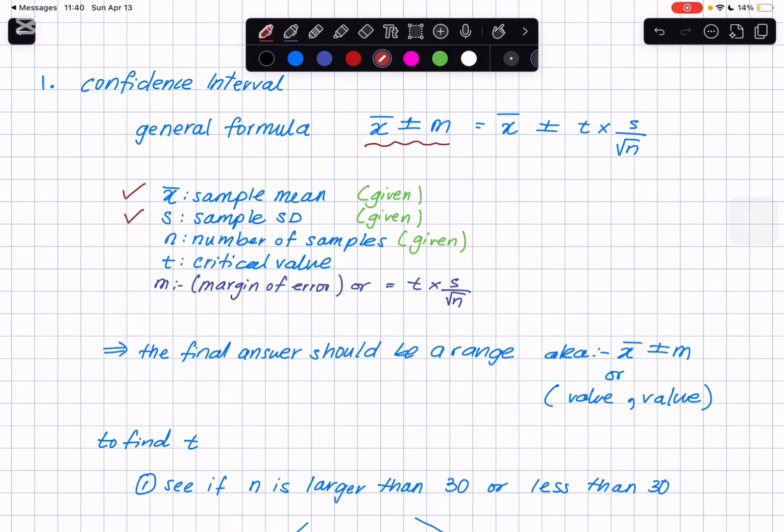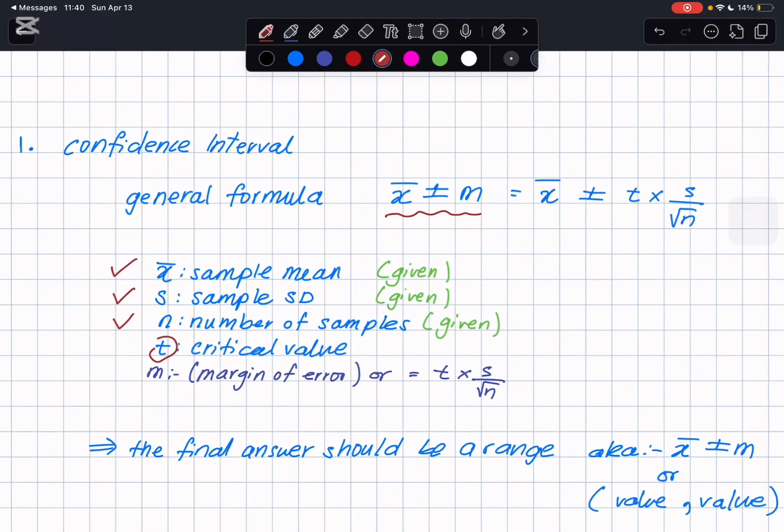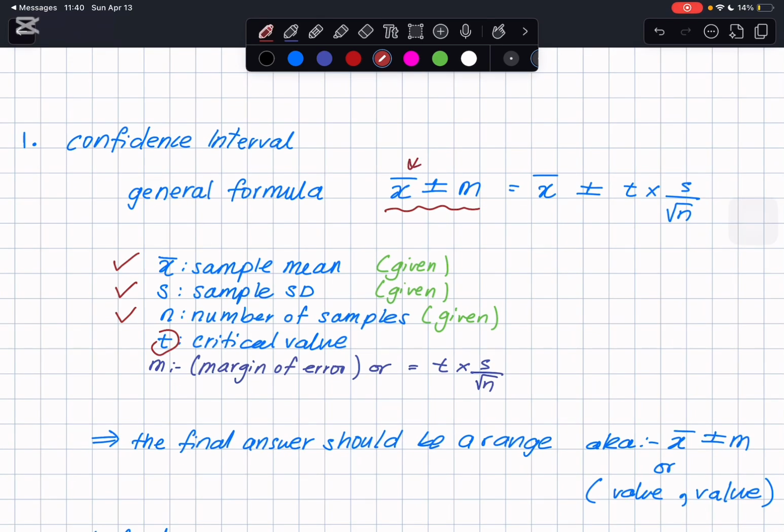They're gonna give you the sample mean, the standard deviation, and the number of samples that was taken, but they're not gonna give you the t. So for the confidence interval, there's one formula you're gonna use. This is the general formula, which is x bar, which is the mean, plus minus the m. What does m mean? m is the margin of error. Margin of error is calculated by t times s over square root of n. The s is the standard deviation, so we have it, and the n is the number of samples, we have it.